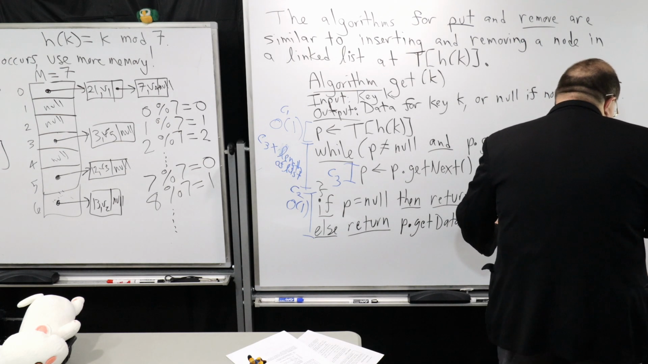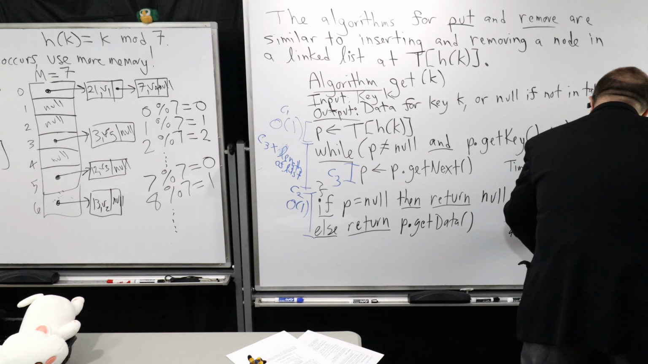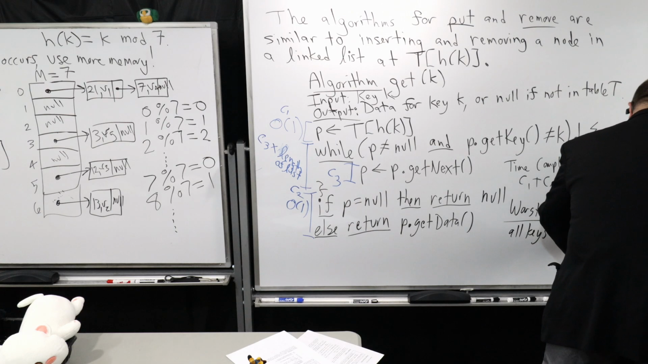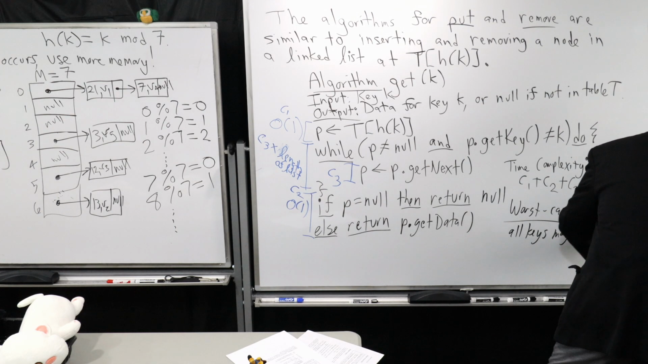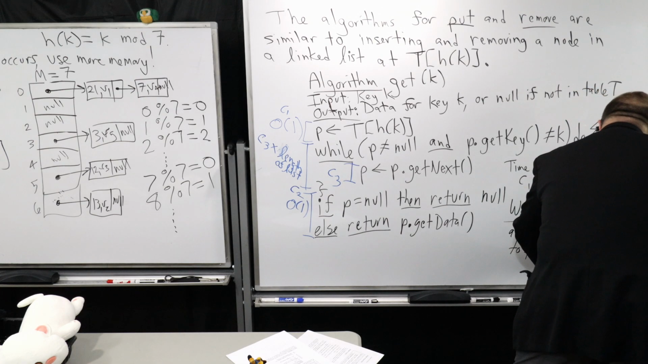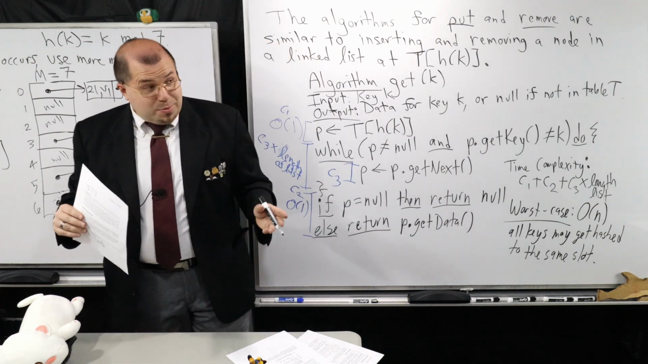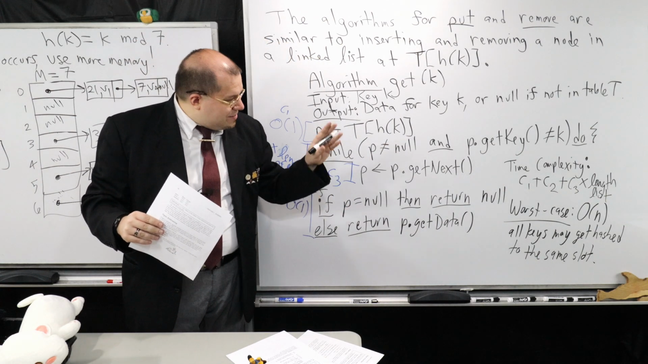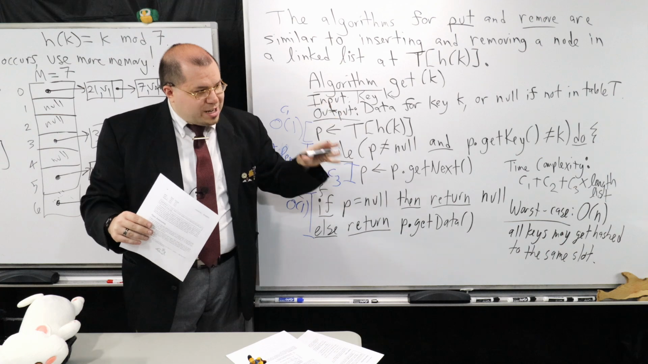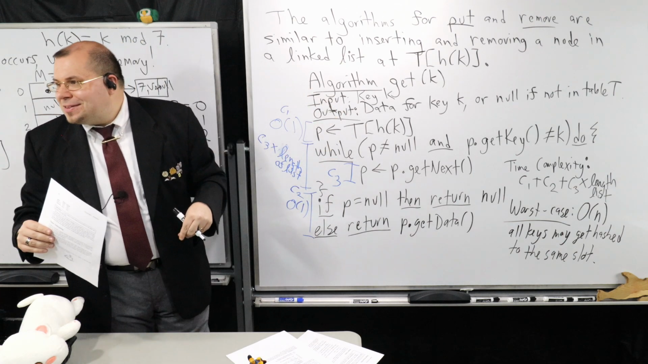Remember, all keys may get hashed to the same slot. Right? And that can happen. That is something that can happen. So this is one thing you have to keep in mind, that the worst case is still big O of n. It's still big O of n.